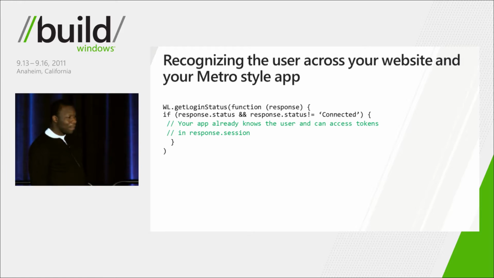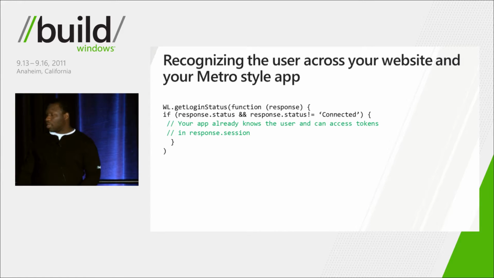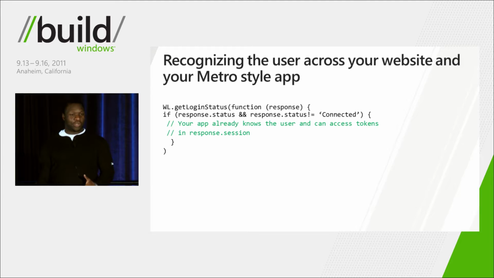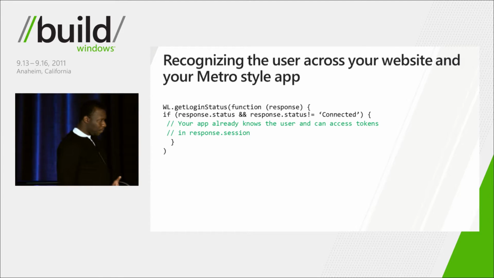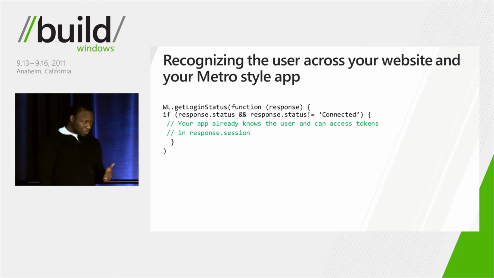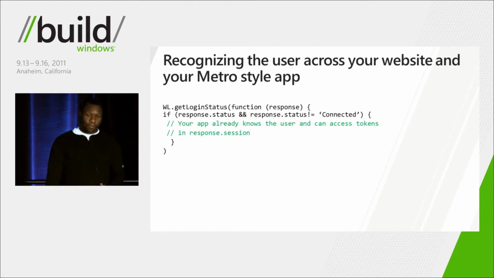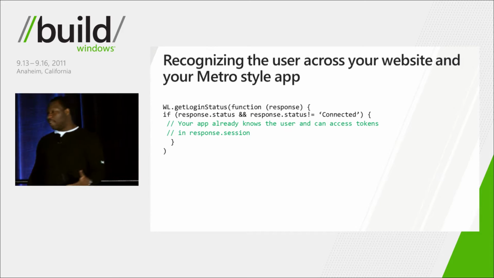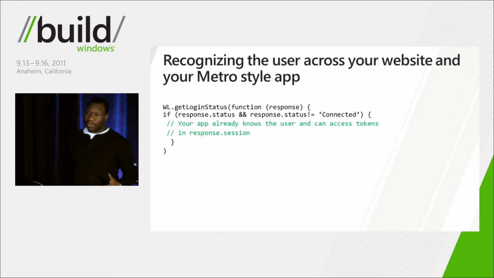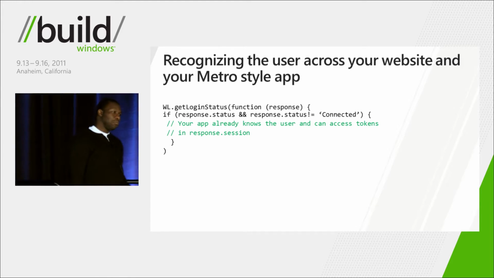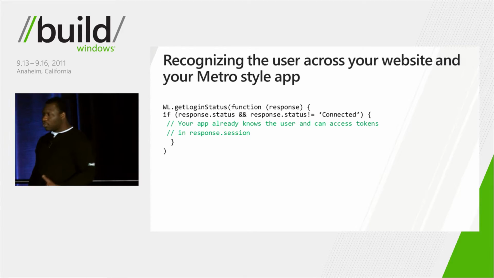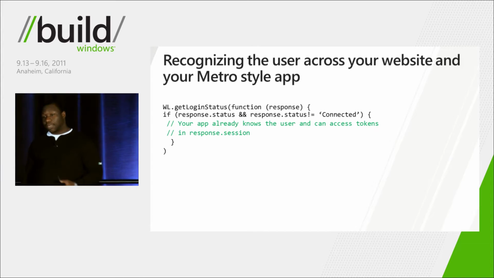That's it. Your JavaScript application calls the getLoginStatus function. The getLoginStatus function returns three states. It will return not known if the user is not a Windows Live ID user, meaning the user is not signed in with their Windows Live ID. We don't know if they have a Windows Live ID or not. It could return not connected, which means, oh, this is a signed-in Windows Live user, but they haven't connected your application.